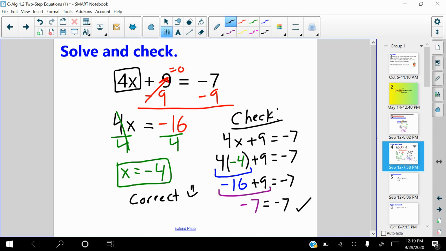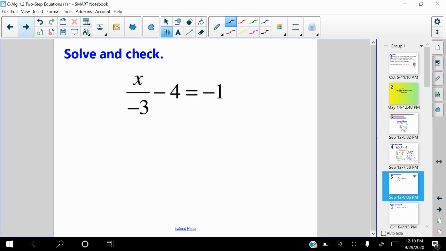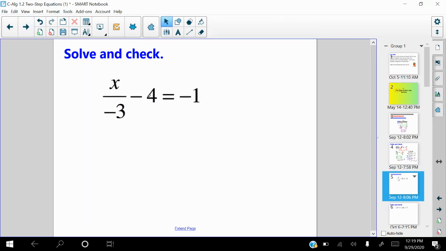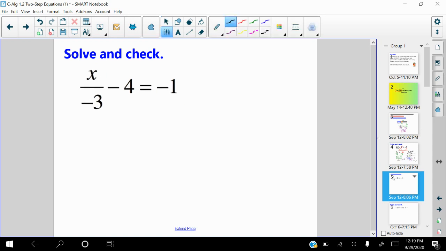Awesome job, folks. Let's do one more example. We are going to solve and then check this problem. I'm just going to shift it to make it easier for us. Okay, so I see I have x divided by negative 3, that quantity minus 4, is equal to negative 1.